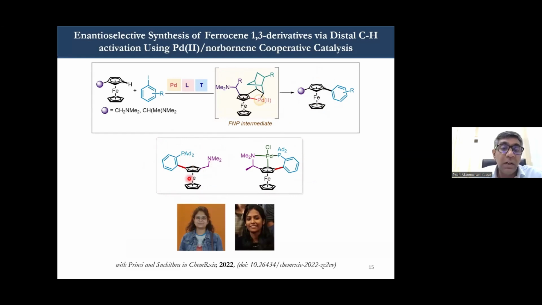So in this particular case, this is the enantioselective synthesis of a phosphine ligand, which has now a planar chirality, whereas in this particular case, this is a pincer complex, which has now a planar chirality as well as a centrochirality. So this is the first time we've made complexes of this kind by using a distal CH functionalization.